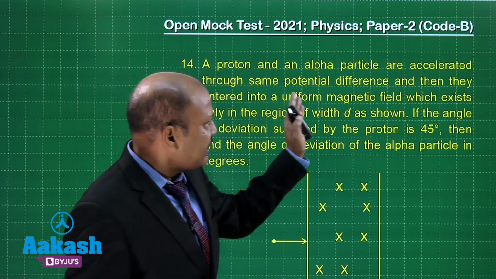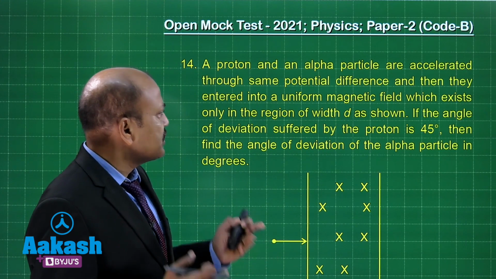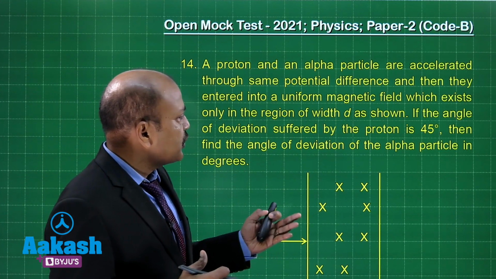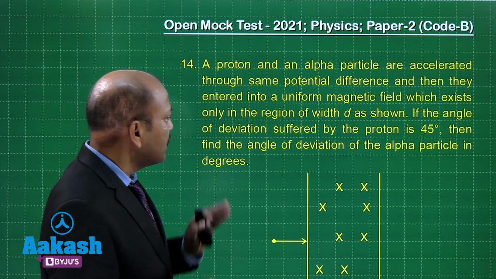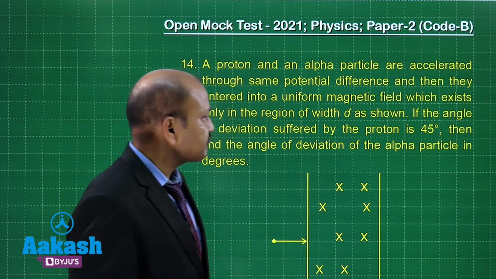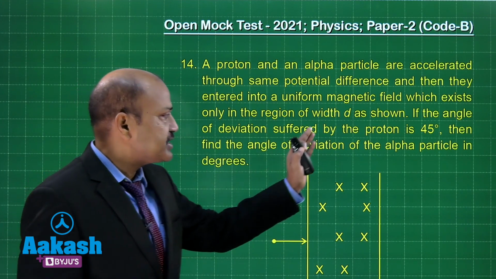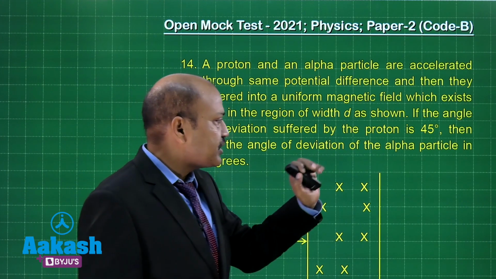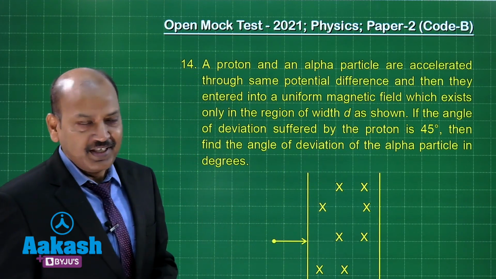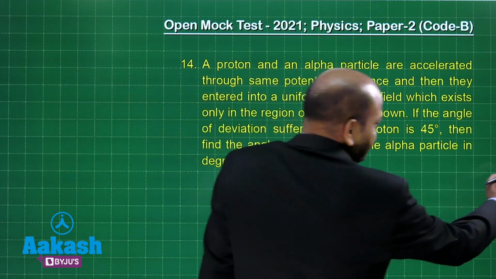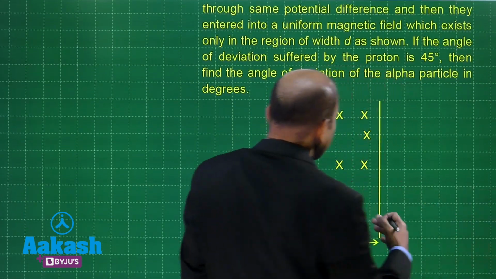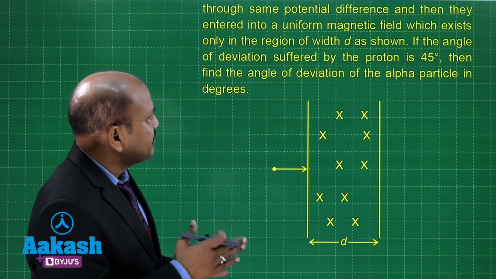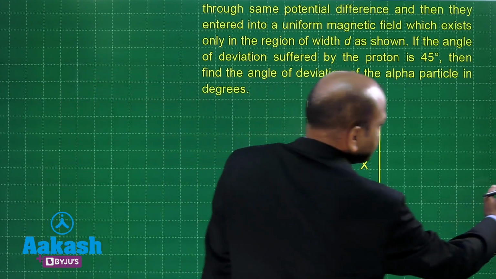A proton and an alpha particle are accelerated through the same potential difference, and then they enter into a uniform magnetic field which exists only in the region of width d as shown. If the angle of deviation suffered by the proton is 45 degrees, then find the angle of deviation of the alpha particle in degrees. So, very interesting, what is the deviation produced? And both the particles are accelerated by the same potential difference, isn't it?